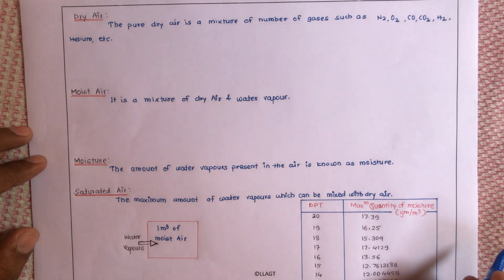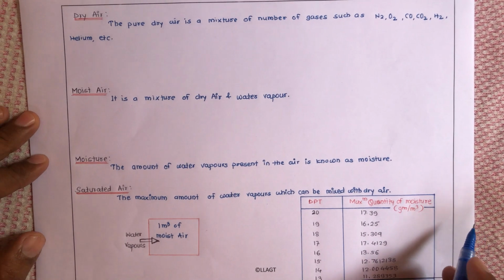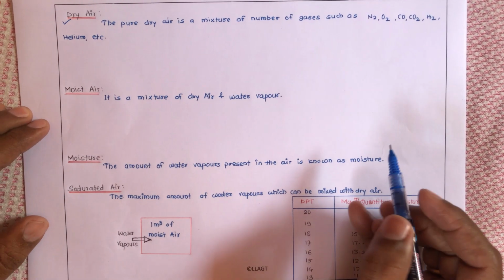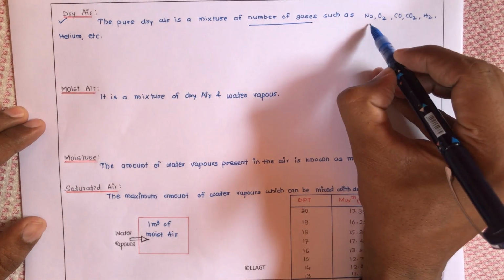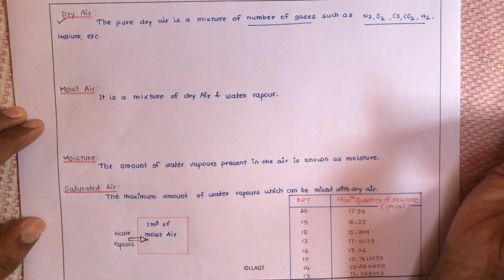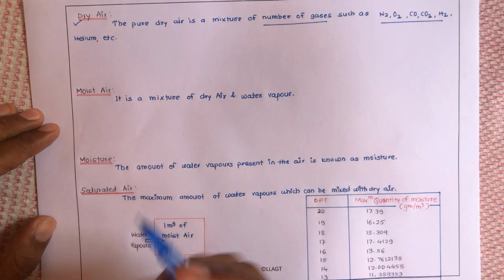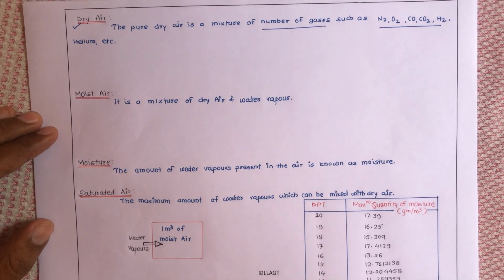Let us start with a few definitions related to the psychrometric properties of air. The first definition is dry air. Dry air is a mixture of a number of gases, such as nitrogen, oxygen, carbon monoxide, carbon dioxide, hydrogen, helium, and many other gases inside the atmospheric air.